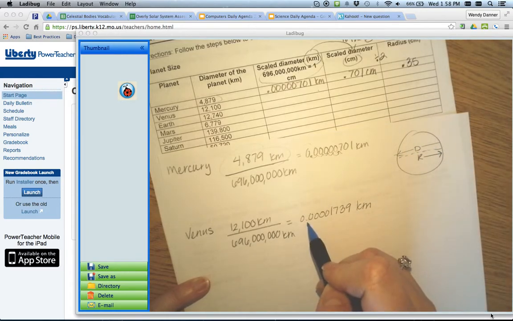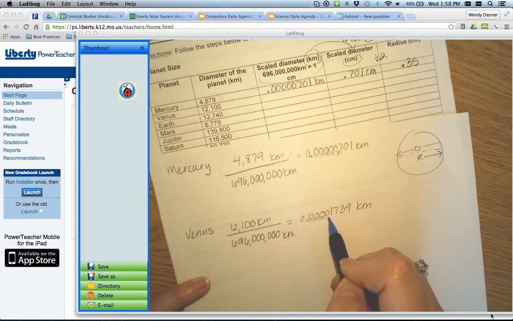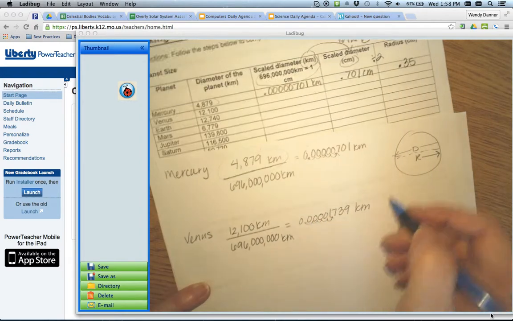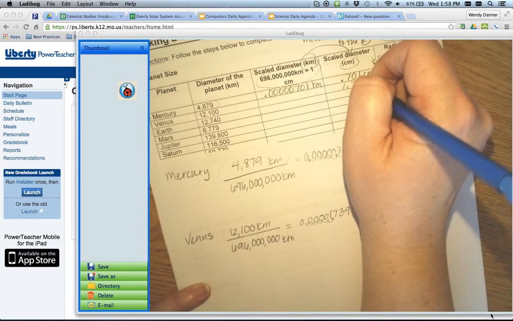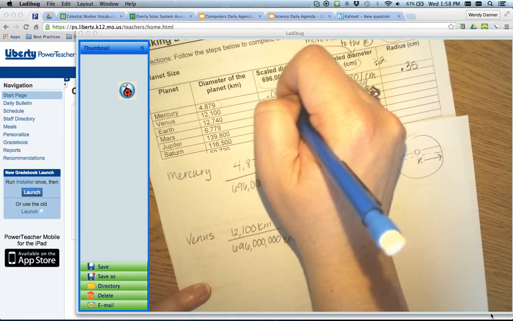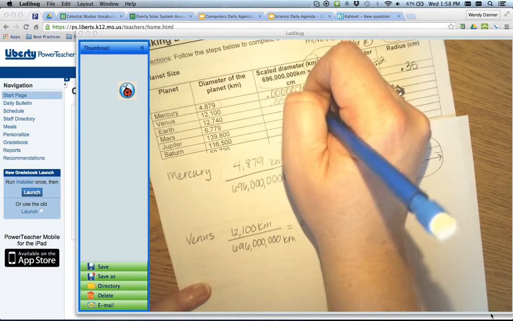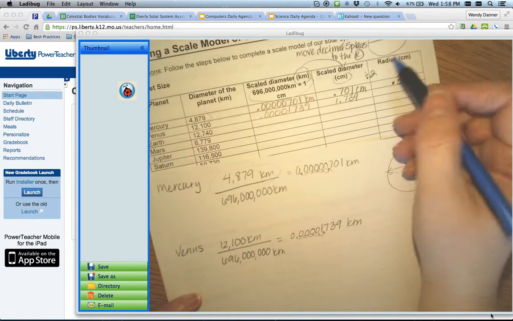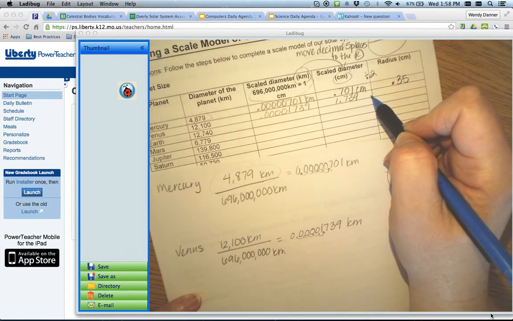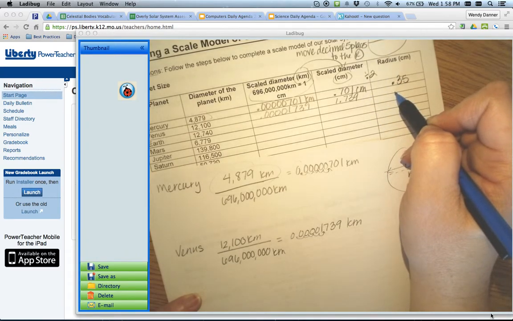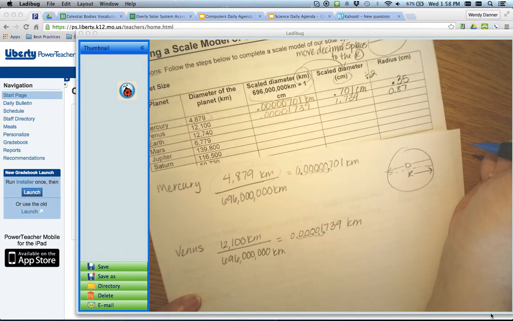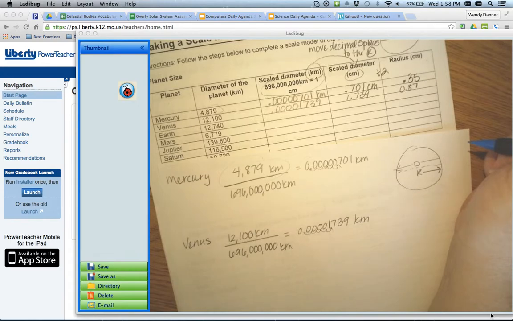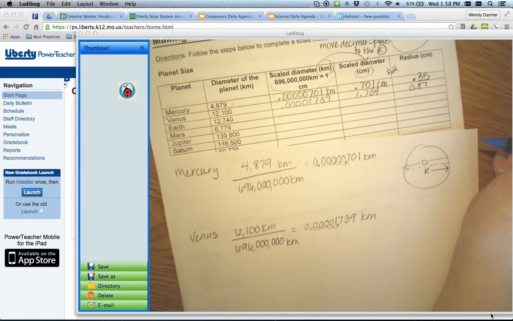So I got to move the decimal 5 places to the right. So here's 1, 2, 3, 4, 5. Okay. So I end up with 1.739. Okay. Find the radius, take this, divide it by 2, and I will get 0.87. Okay.